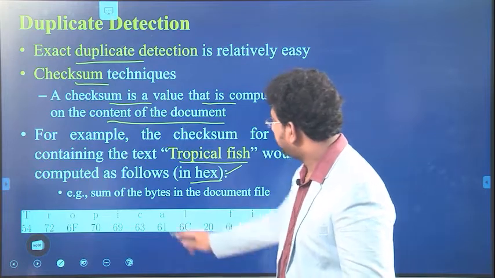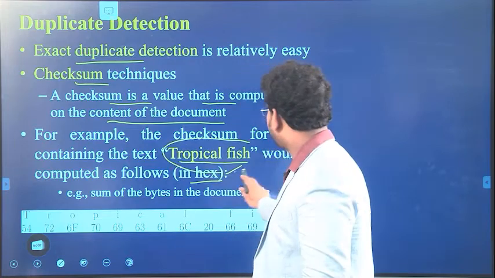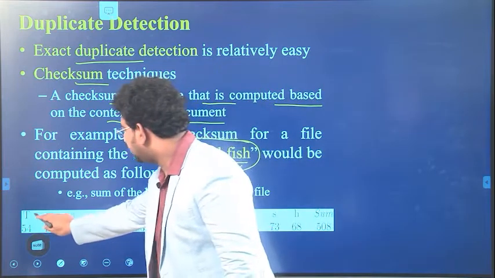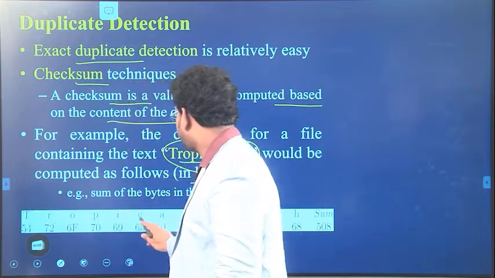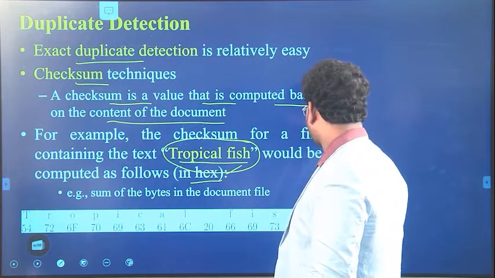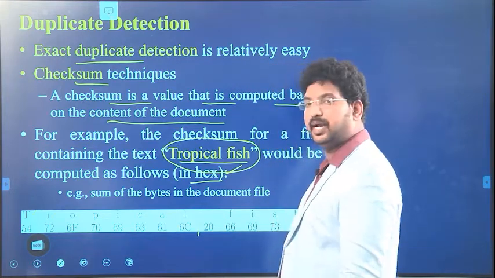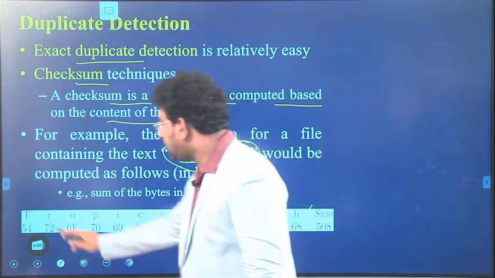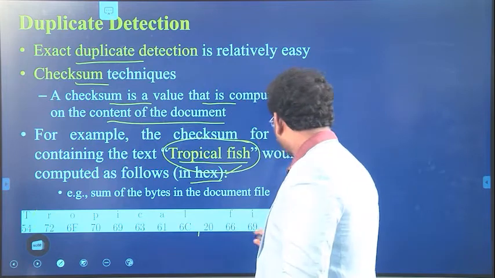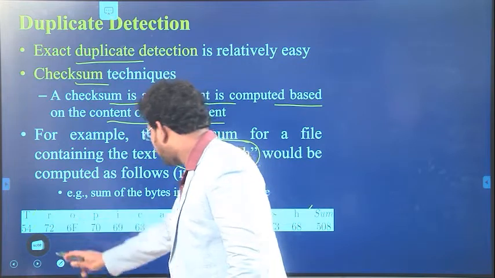If you observe here, the checksum is the sum of the bytes in the document file, the document consisting of the information tropical fish. Now you see here TROPICAL, tropical, followed by FISH, fish, and you will have a space. Whenever you consider the hexadecimal value, for T that is 54 and for R it is 72, and like that you consider each and every character, and finally you sum up all these values.